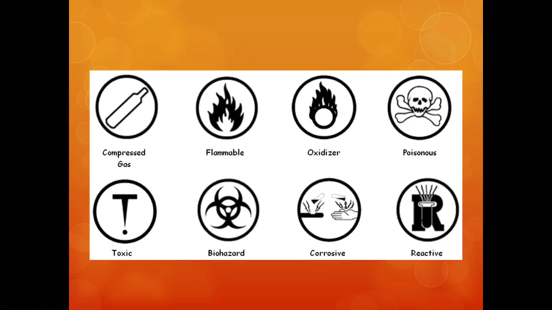So here are our symbols for WHMIS. You are responsible for knowing all of these. The first one is compressed gas, represented by a gas canister. We've got flammable. We've got oxidizer, so be aware with those two, they do look similar. The difference is an oxidizer has an O symbol in it. Poisonous, again, looks kind of similar. Toxic is symbolized by a T with an exclamation point on it. Biohazard, corrosive, and then reactive is the last one.